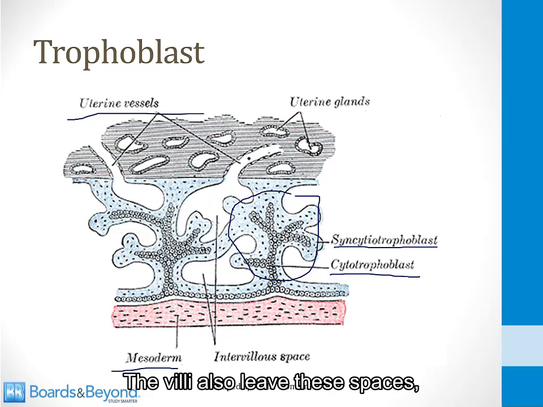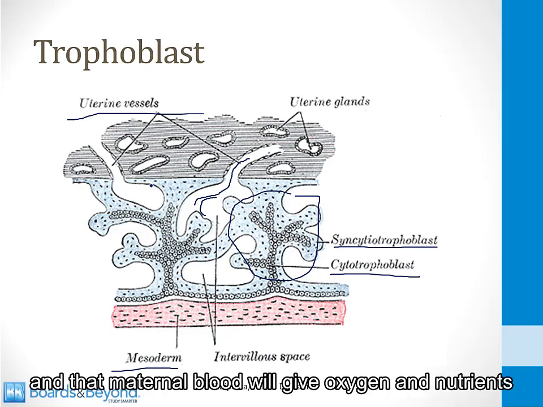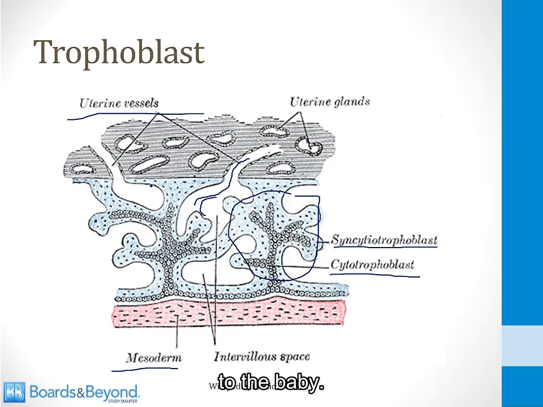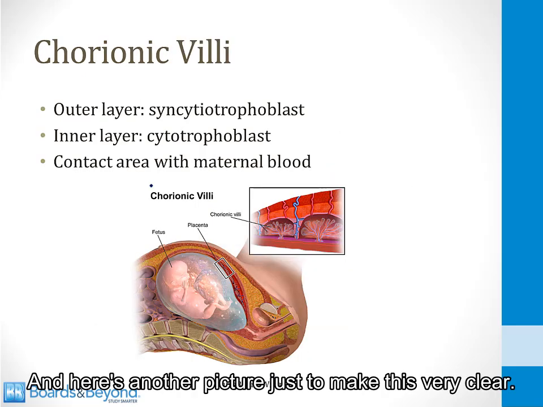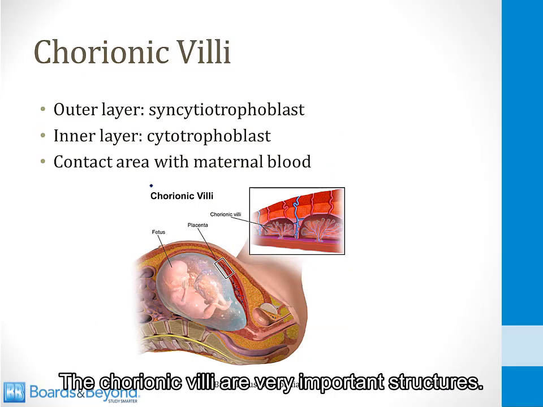The villi also leave these spaces, which will fill with maternal blood coming from the uterine vessels, and that maternal blood will give oxygen and nutrients to the baby. And here's another picture just to make this very clear. The chorionic villi are very important structures.